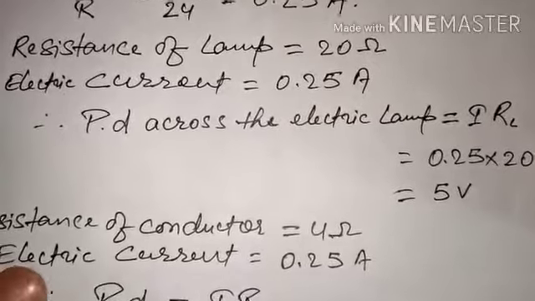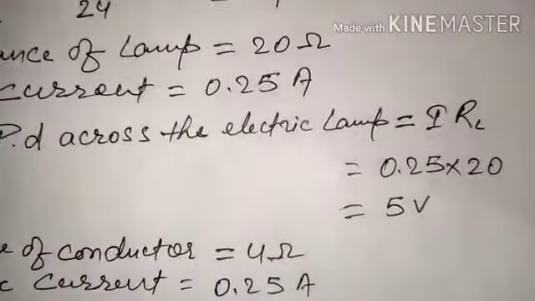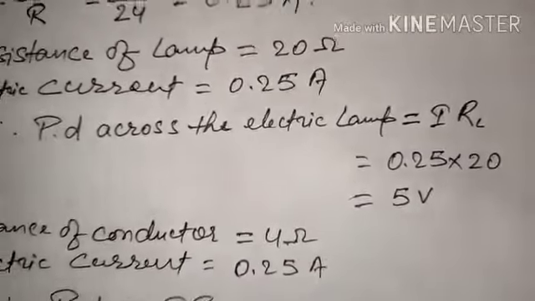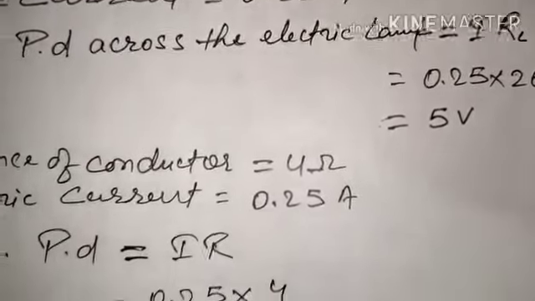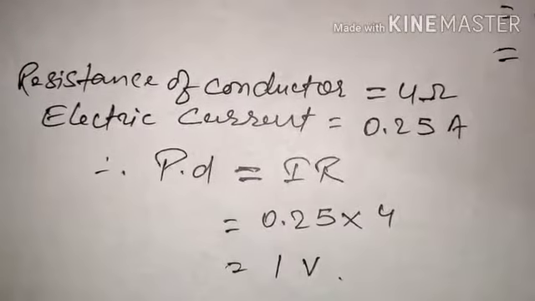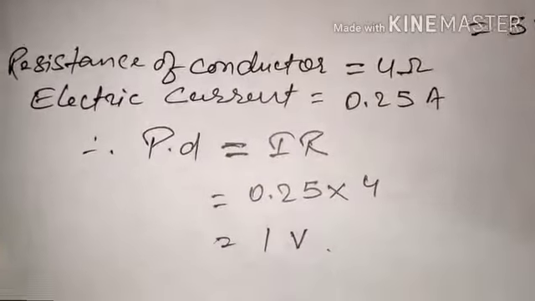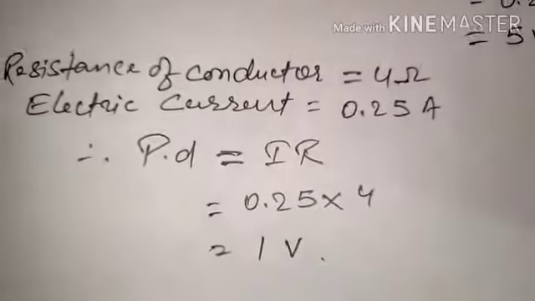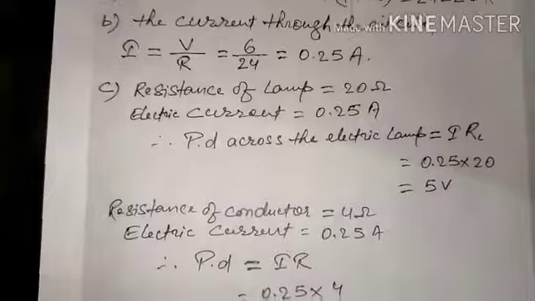Now we have to find the potential difference across the electric lamp, that is IRL, simply using Ohm's law. So 0.25 into 20 is equal to 5 volt. We got it across the lamp. Now we have to find it across the conductor. Resistance of the conductor is 4 ohm, electric current is 0.25 ampere. Potential difference is equal to IR using Ohm's law, which is 0.25 into 4, equal to 1 volt. I hope the contents are clear to everyone.